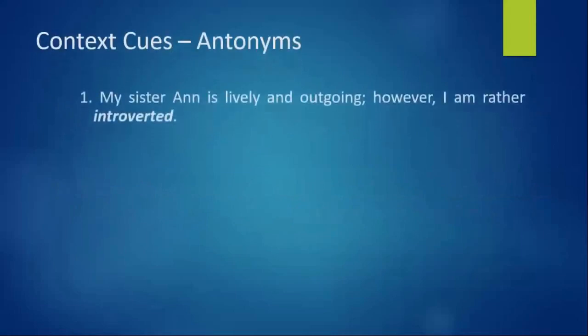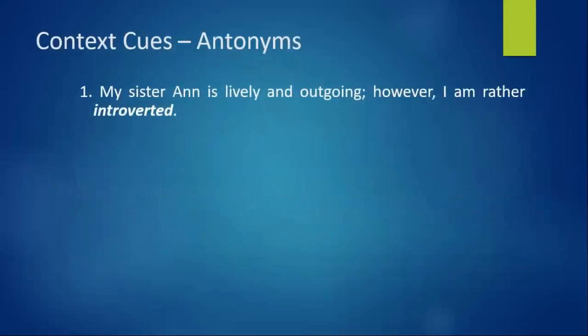All right. My sister Anne is lively and outgoing. However, I am rather introverted. Now you need to understand the meaning of the words that are in bold and in italics. These are the unknown and difficult words. If I just randomly ask you about introvert, maybe most of you are not familiar with this word, but you can understand the meaning of introvert by looking at the antonyms that have been used in the first line, before the cue "however". So my sister Anne is lively and outgoing.